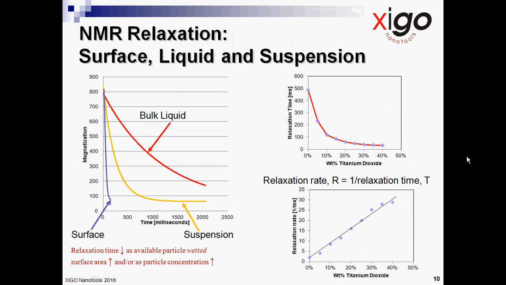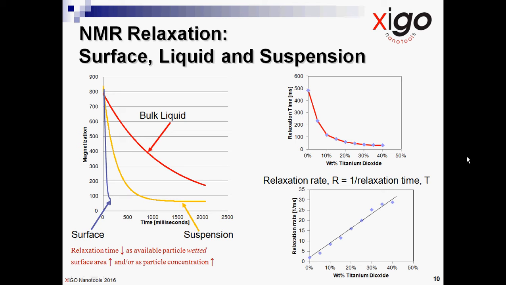The graph on the left compares the relaxation times for a bulk liquid and surface liquid with that for a suspension, which is a volume weighted average of the two liquid domains. Since the surface relaxation time is so fast, it does not take much surface associated liquid to produce a significant shift in the relaxation time of a suspension.